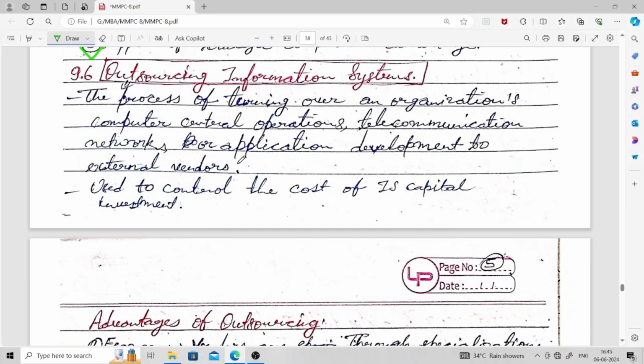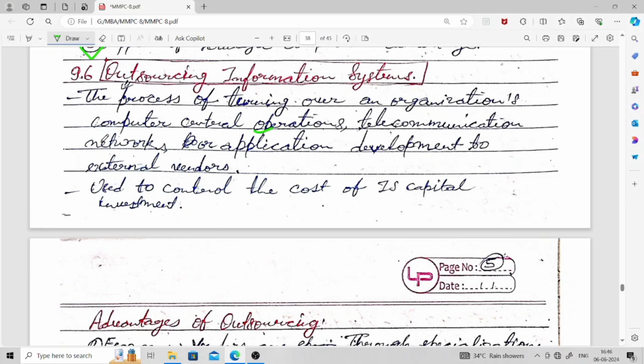So what are these things? Computer central operations, so whatever operations are related to computers, those things we turn over to another vendor. Telecommunication network, it means we turn over the telecommunication network to another vendor. And application development also we turn over to other, or you can say external, vendors. So that's what happens in case of outsourcing information system, used to control the cost of information system capital investment.